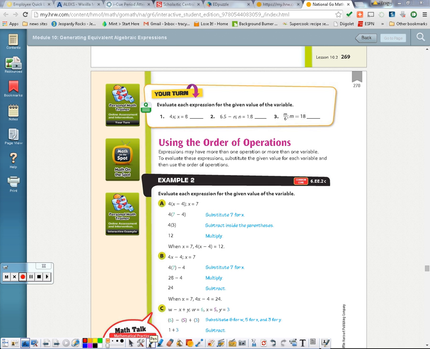Okay, so we have m over 6. We know that m equals 18, so we're going to replug that in. 18 divided by 6 is 3.